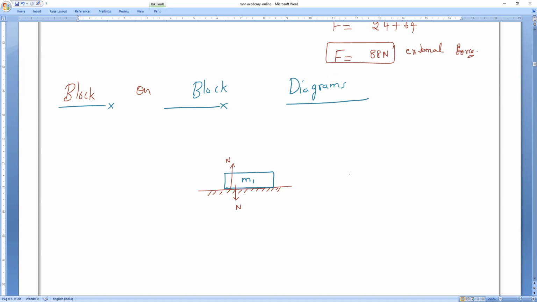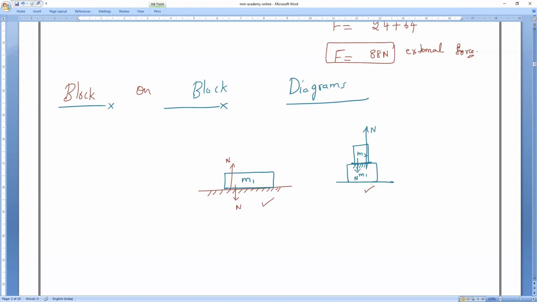In the same way, forget about the surface. I am taking one object on another object. Then there is definitely a force exerted between them also. Let me take this as m2 and this as m1. The normal reaction exerted by m2 on m1 is downwards, and the normal reaction exerted by m1 on m2 is in the upward direction. Am I right, everybody? Just recalling this.